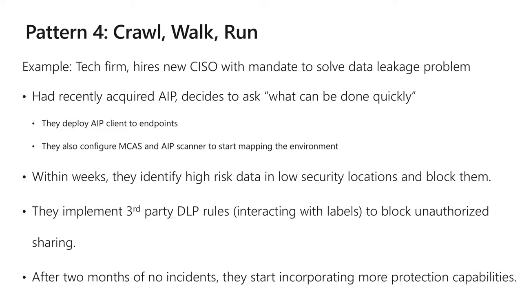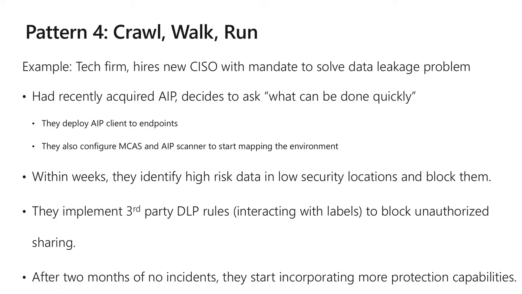They configure MCAS and the AIP scanner to discover all sensitive data in their endpoints, on the file servers and in the cloud. And within a few weeks, they had already identified high-risk data in low-security file servers and third-party cloud services. Immediately, they lock those down. Then they figure out what to do with the data. But within days, they were already accruing benefits.